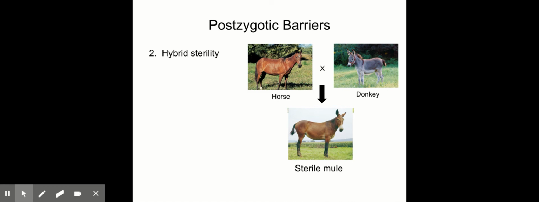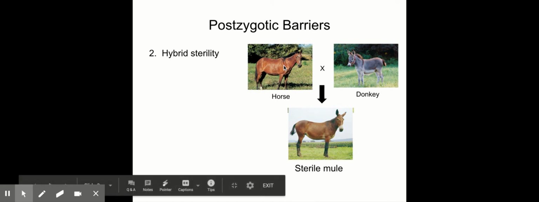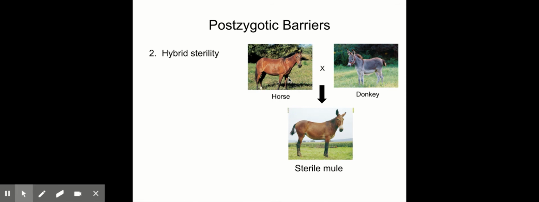Hybrid sterility, our second post-zygotic barrier, is different because in this case, sometimes very strong and healthy offspring can be produced by parents from two different species, but those offspring are not able to themselves reproduce at all. So this is what is happening with a mule. I don't know if you're familiar with this, but mules are actually hybrid offspring, a cross between a female horse and a male donkey. So a female horse bred with a male donkey can produce a mule.